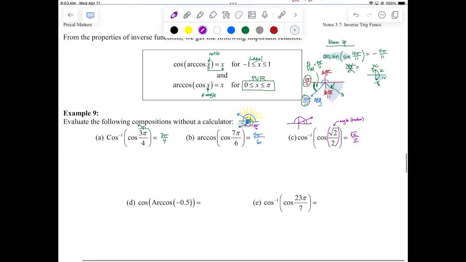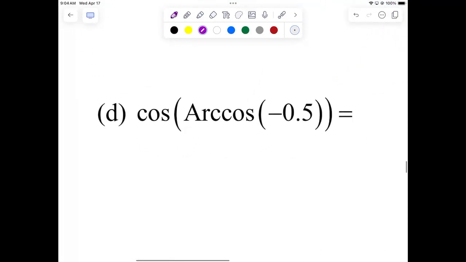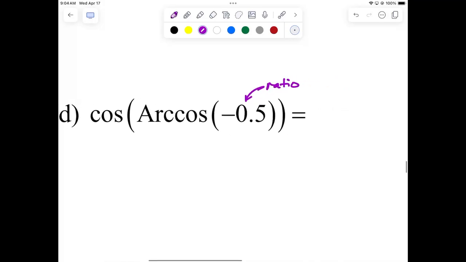All right, letter D. Cosine of arc cosine of negative 0.5. Is negative 0.5 an angle or a ratio? It is a ratio now because it follows arc cosine. Our ratio is always good.